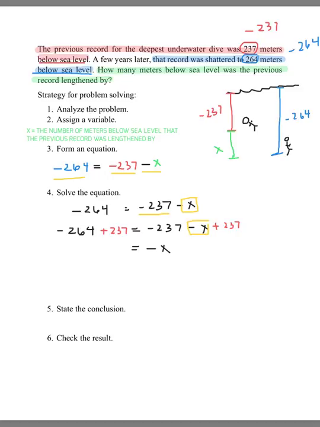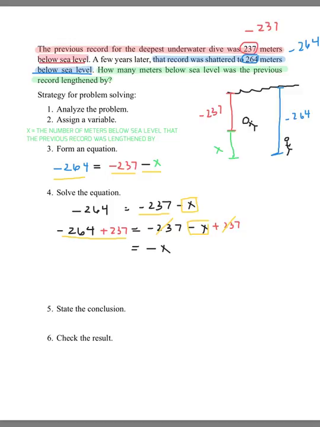And then also the negative 237 and the positive 237 simplify out. So we're good there. Now on the left hand side, we're going to want to simplify these out. So what we're going to do, we're going to go ahead and do the subtraction rule. So we're going to take the absolute value of both numbers and then subtract the smaller from the bigger. We'll go ahead and do that off to the side.